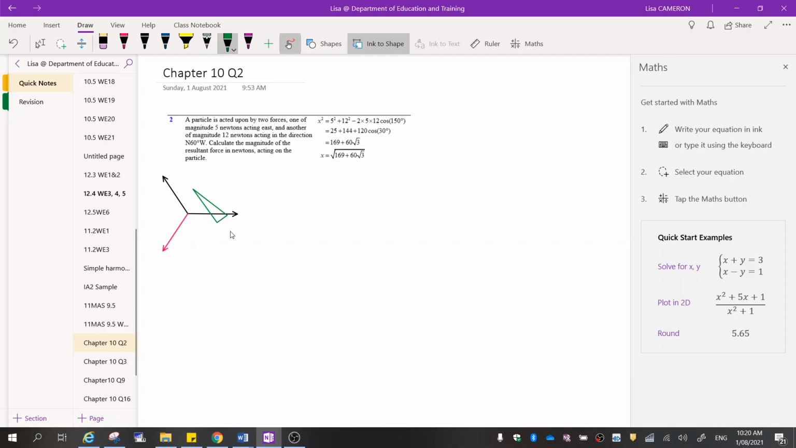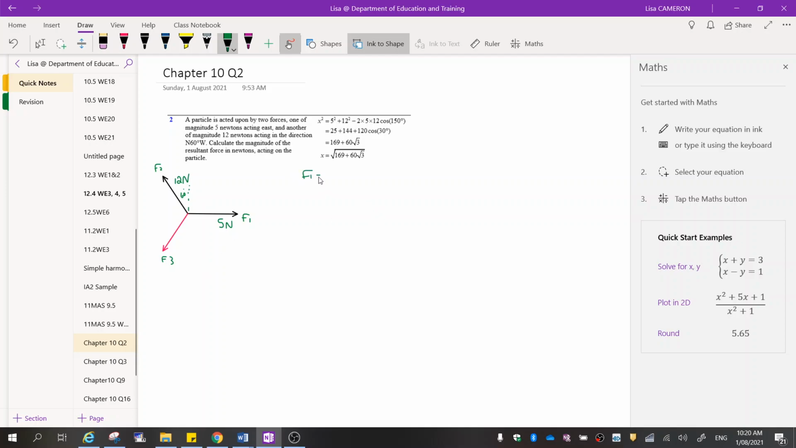What just happened? Undo. Five newtons. Okay, this one over here is going to be 12 newtons, and north in here will be 60 degrees. And we can call this one F1, this one can be F2, and this one can be F3. Okay, so I'm going to split it up into each part of the vectors.